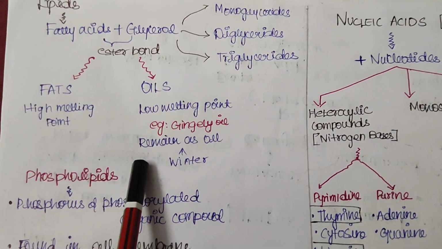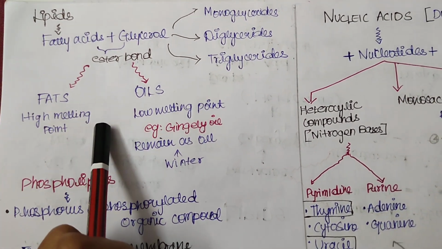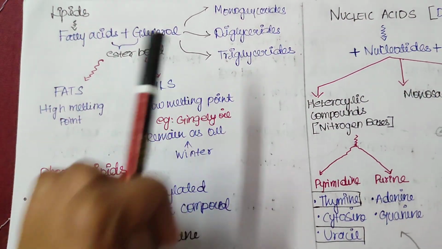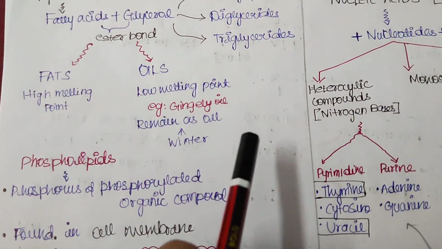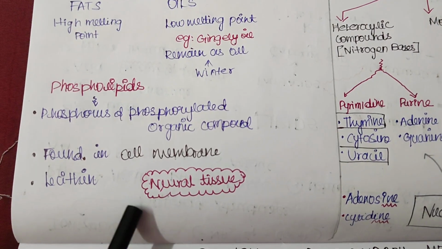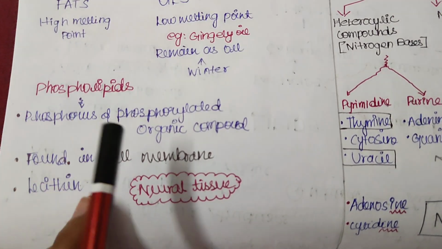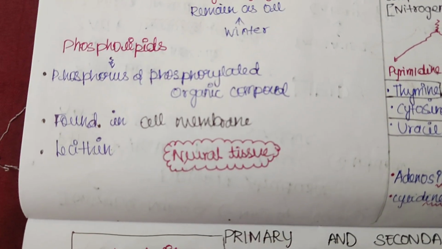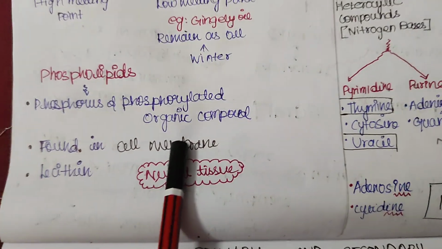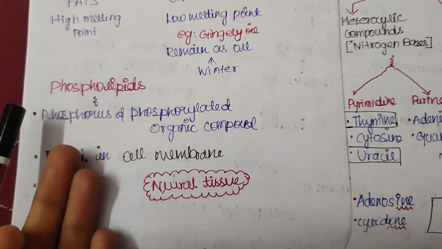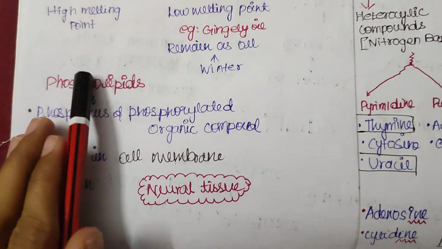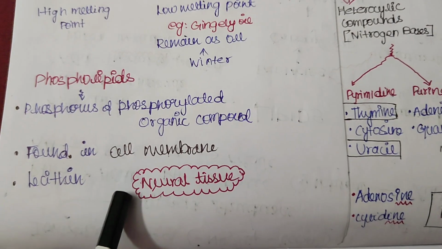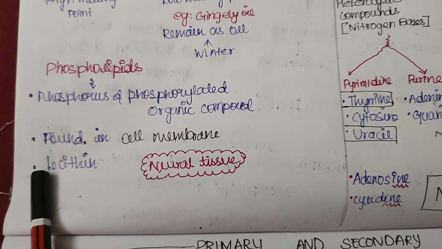Now one more time I am repeating: lipids can be simple fatty acids, simple glycerol, or formed by both with the help of an ester bond, and they are further classified as fats and oils based on the melting point. Okay, and we have another special type of lipids called phospholipids, which we already discussed in a previous chapter. If you could recall, these are found in the cell membrane, right? When we discussed the fluid mosaic model, we talked about it. Phospholipids contain phosphorus and phosphorylated organic compounds. These are found in the cell membrane, and the example for this phospholipid is lecithin.